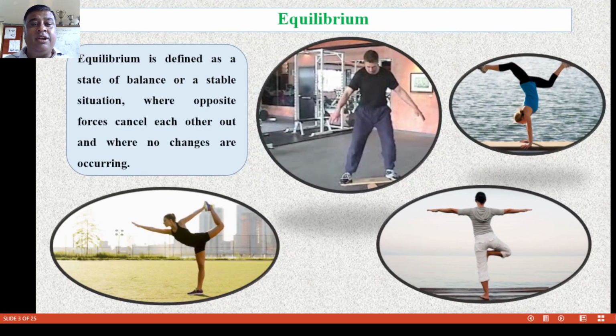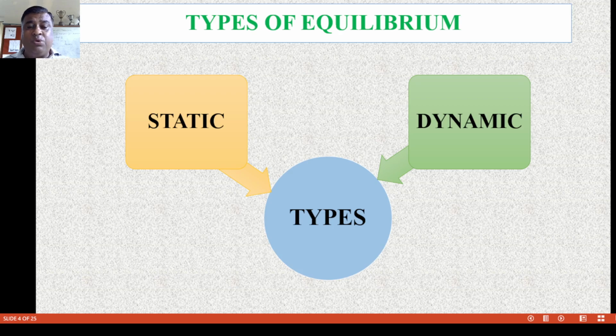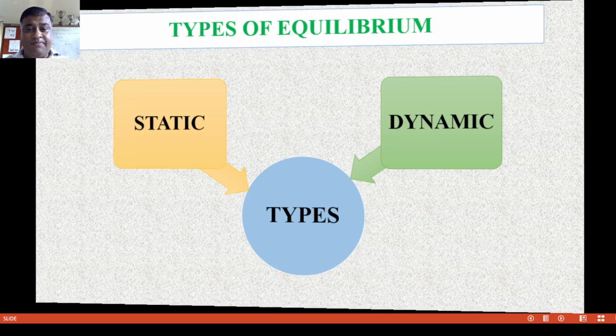Now, what is equilibrium? Equilibrium is when all the forces or all the balance come to act as zero. Equilibrium is defined as the state of balance or stability in various situations where the opposing forces cancel each other out, and there is no change occurring in any type of motion or any type of forces. That's called equilibrium. Now, there are two types of equilibrium, static and dynamic. We'll discuss them one by one.